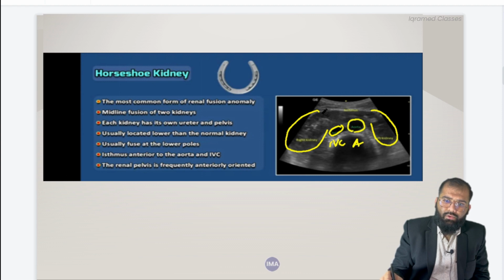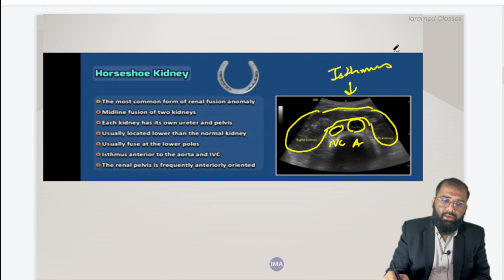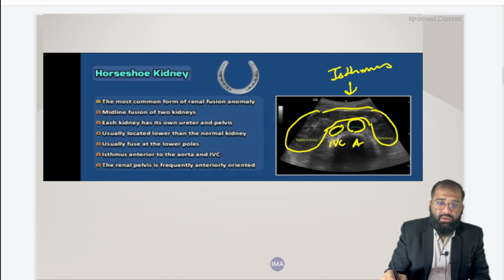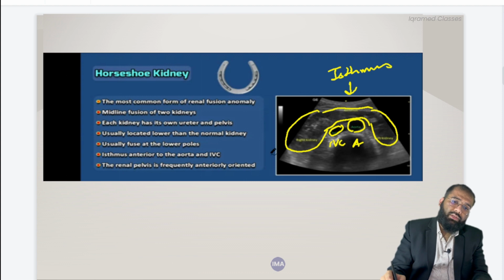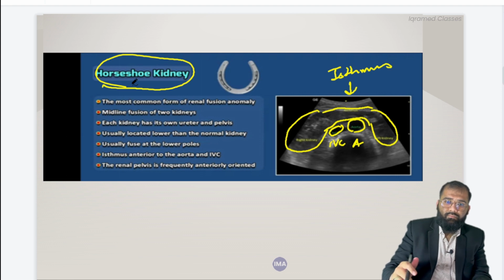and here you can see that there is a connecting link between the two kidneys. This is called the isthmus. So the isthmus is the connecting link between the two kidneys, which is very nicely seen in the epigastric region. Okay, and once you see this, the diagnosis is confirmed that it is a horseshoe kidney.